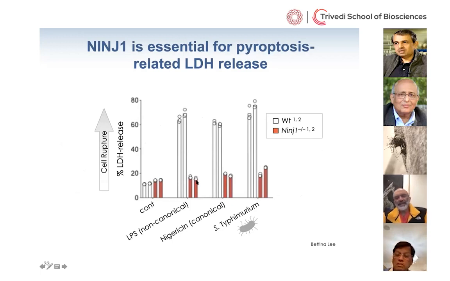But as soon as you stimulate with a death stimulus, LPS, nigericin, which is a very potent ionophore, or Salmonella typhimurium, the wild type cells die. Of course, they die, they release LDH. But these cells in red from this NINJ1 strain, they also die because you've got holes in them, but they're not releasing LDH. So the membrane is not disintegrating.